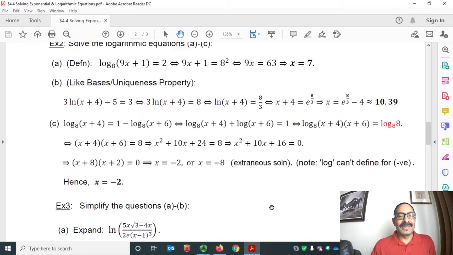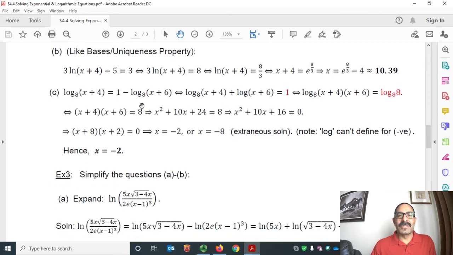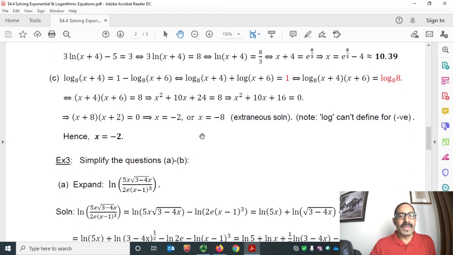So now, here in part A we solved a logarithmic equation. In part B we solved an exponential. Now in C, let's solve logarithmic equations again. So here, part C, log of x plus 4 with base 8 equals 1 minus log of x plus 6 with base 8. So the first step, let's try to collect the log terms together. That means bring this log of x plus 6 with base 8 to the left side, which I did here.